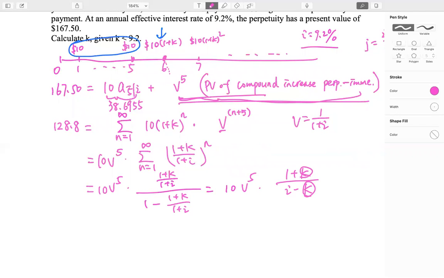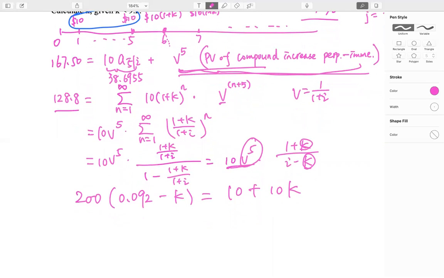Then we can move this to, or divide this to the other hand side. Then we get, this is actually about 200, 200 times i is 0.092 minus k equals 10 plus 10k. Okay, so basically I divide this over and 10 keep here. And then we get k equals, so we get k is actually 4%. So that is the second one.